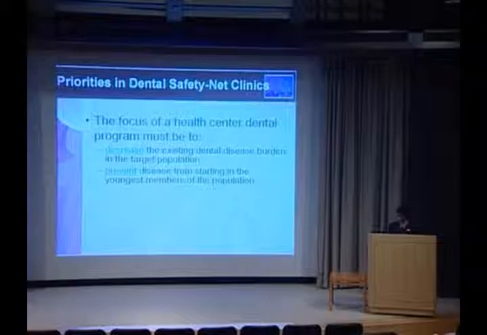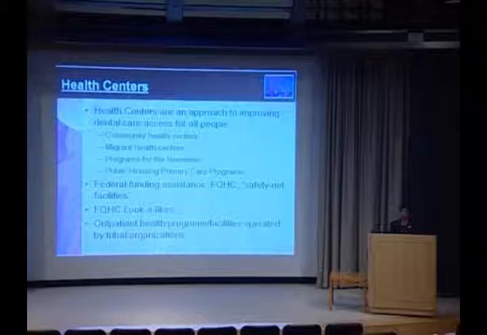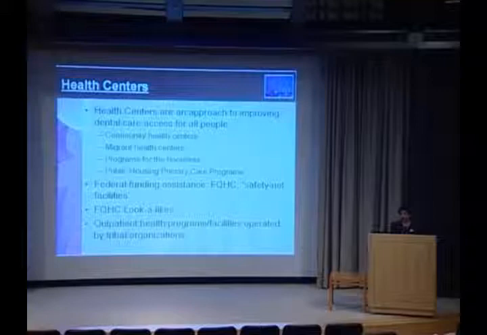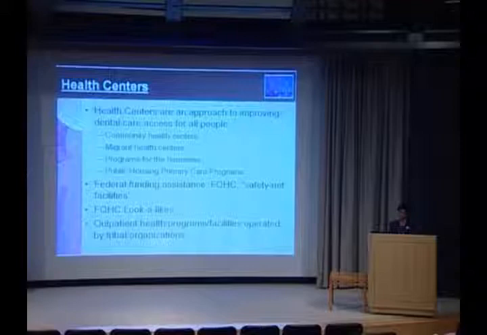So I'm now going to focus on health centers. These are federally funded, and they are an approach for improving dental care access for all people. These include community health centers, migrant health centers, programs for the homeless, public housing, and primary care programs. And their main funding is federal. They are called federally qualified health centers or safety net facilities. Some of the other types of health centers are federally qualified health center look-alikes and outpatient health programs or facilities operated by tribal organizations.